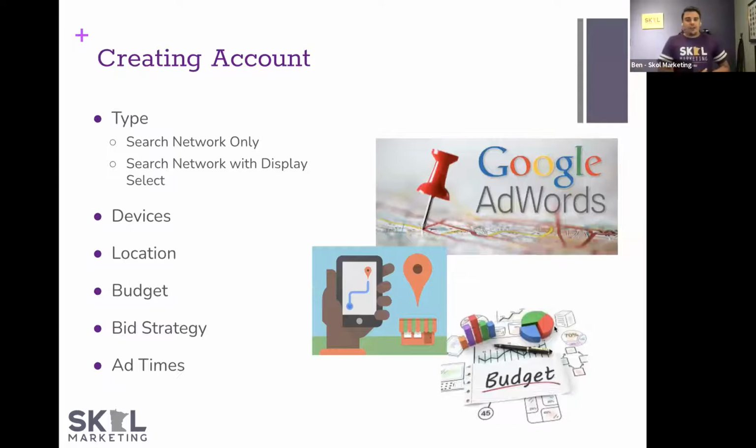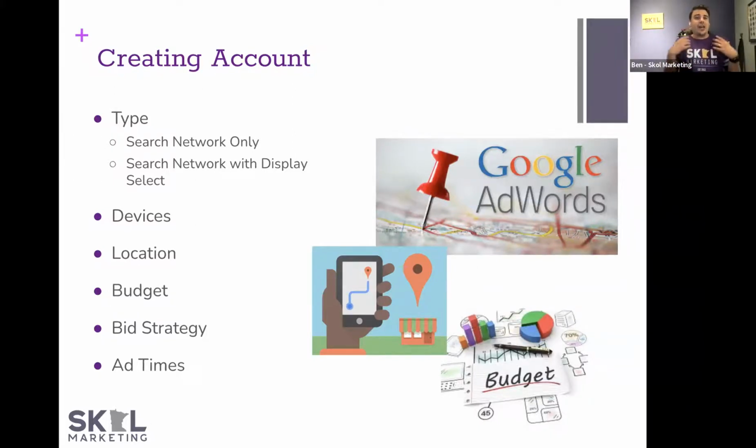So when we decide to start doing Google Ads, we're going to start, obviously, with creating an account. There's a little tip that I like to give: there are two different types of account settings that you can choose when creating an account for Google Ads. One is called Search Network Only. The other one is called Search Network with Display Select. Google is going to recommend that you do Search Network with Display Select.